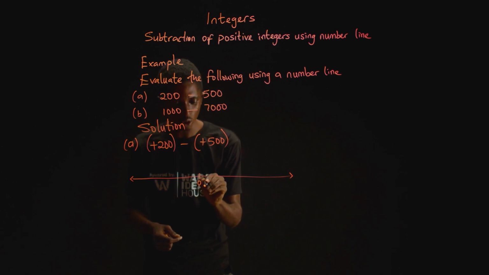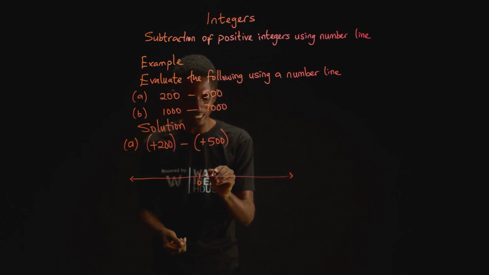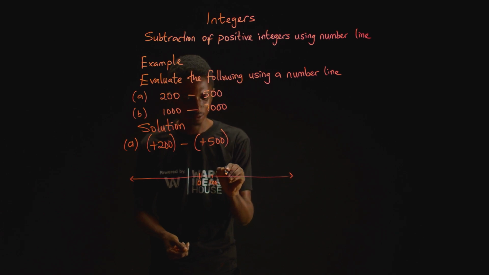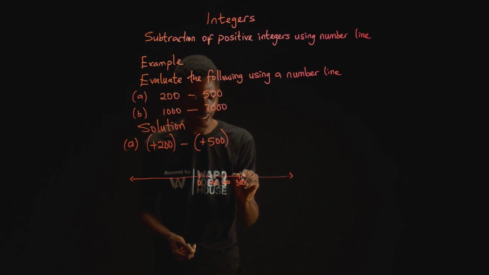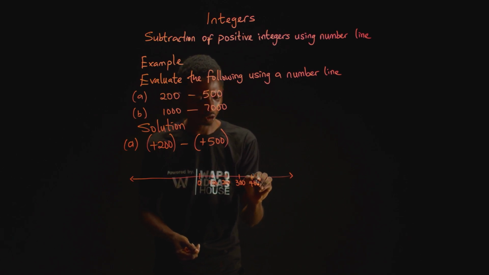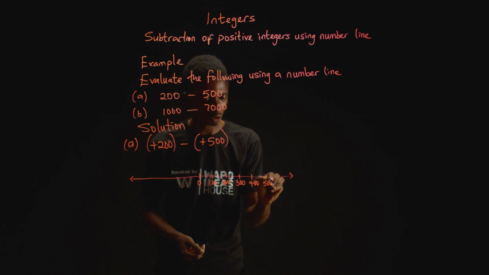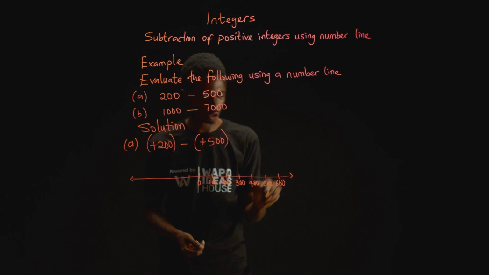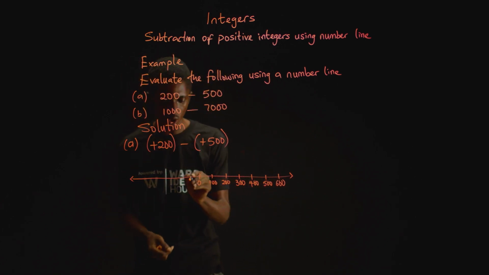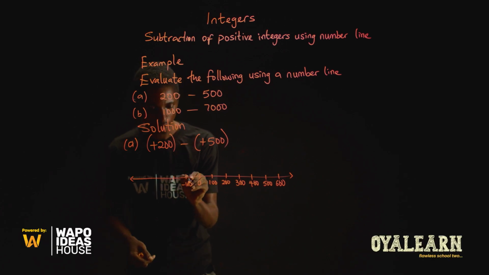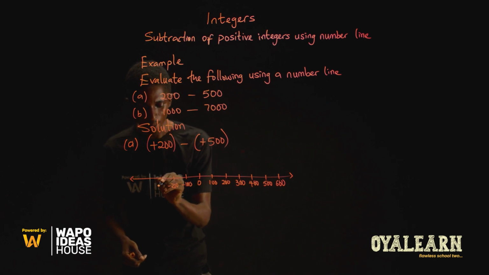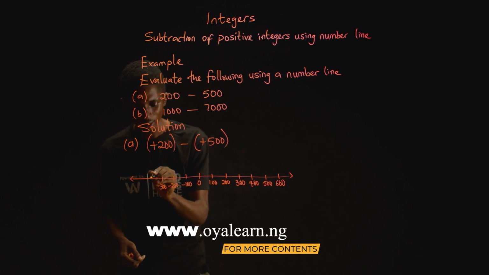So starting from 0 to the right, I will have my positive integers as 100, 200, 300, 400, 500, 600. And then to the left of 0, I would have minus 100, minus 200, minus 300, minus 400.